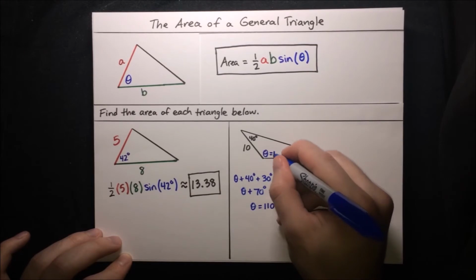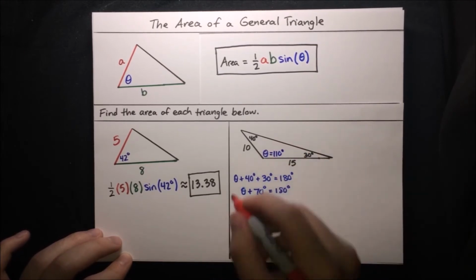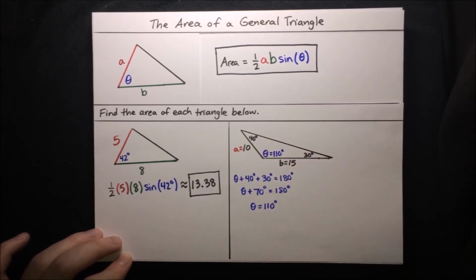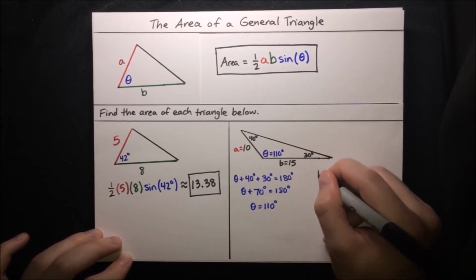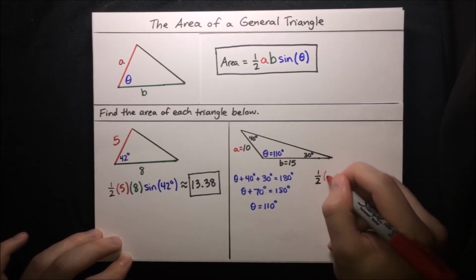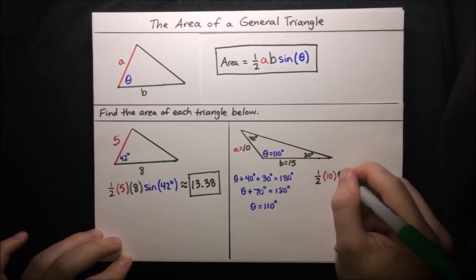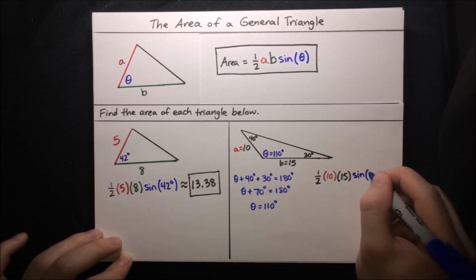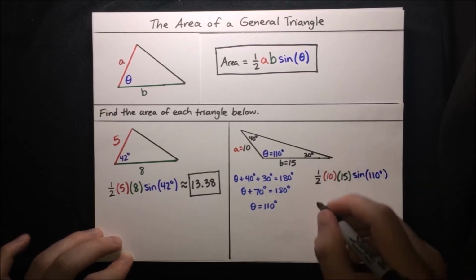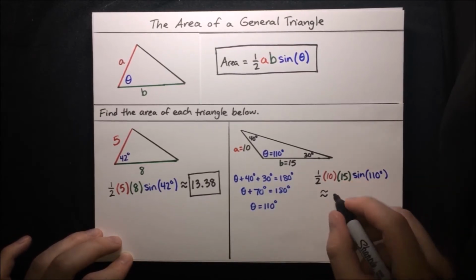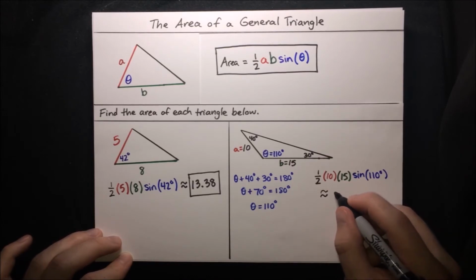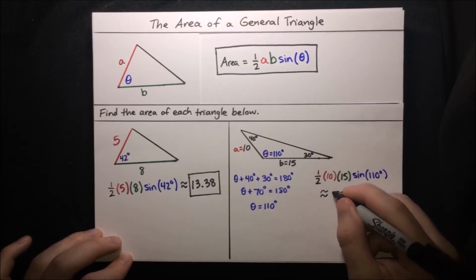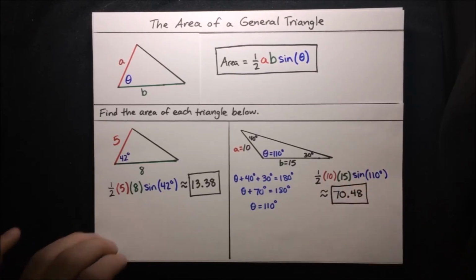So theta equals 110 degrees, and we can say that A equals 10, B equals 15, and now we can apply our formula. So area is 1/2 times A times B, so times 10 times 15, then times the sine of that angle, 110 degrees. And the result there, if you punch that into the calculator, round to 2 decimal places, you get approximately 70.48. So there we go. There is the area of the triangle.